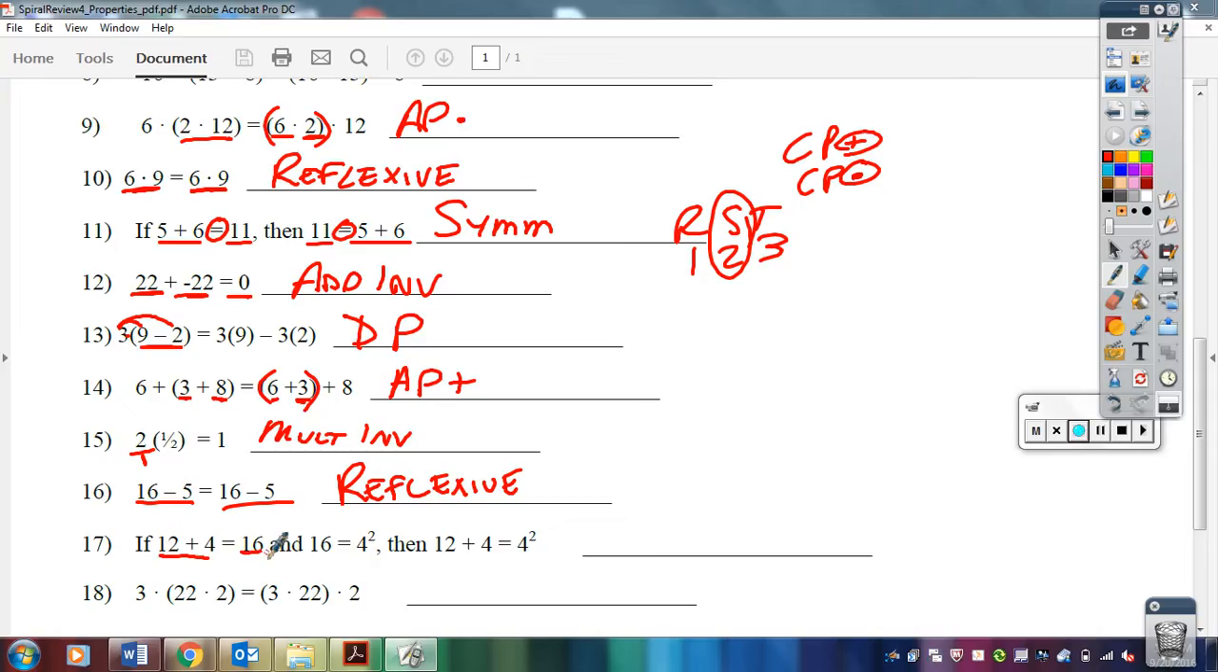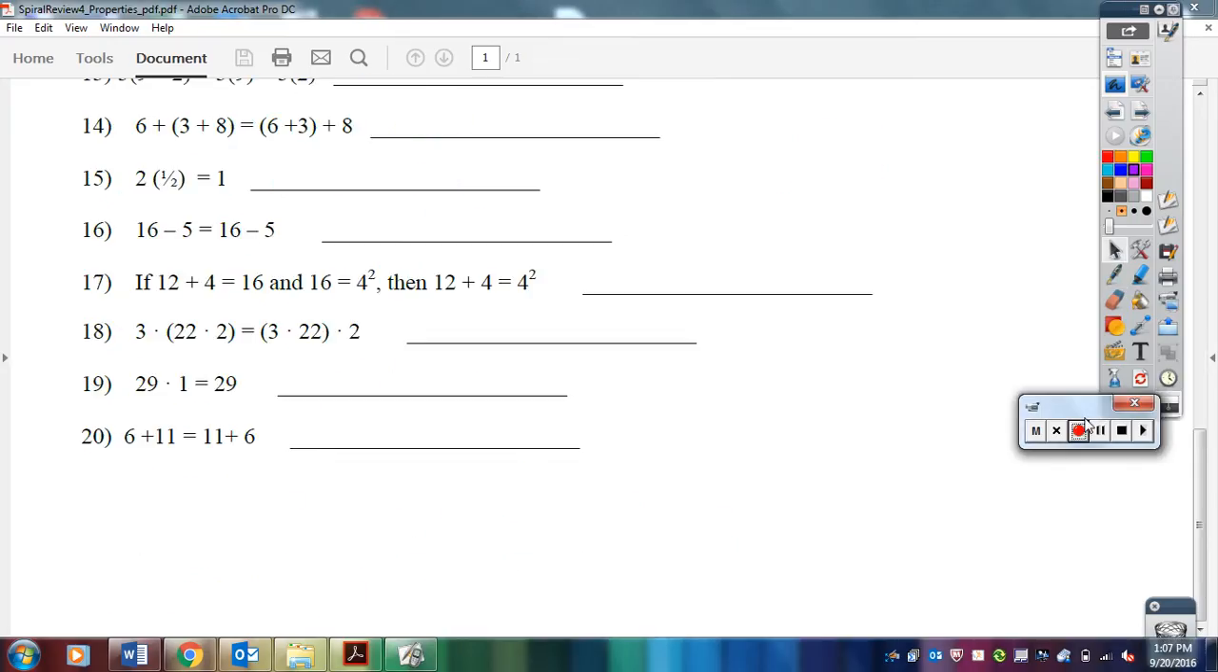12 plus 4 is 16. 16 is 4 squared. Well, then 12 plus 4 must be the thing at the end, 4 squared. That's like a train car. Train car just hooking up. That's the transitive property. Again, 3 equations, transitive property. 3 times 2 times 2, 3 times 2 times 2. The order stayed the same, but again, 2 is left out in the cold. It is the associative property of multiplication this time because it's all multiplication. And the last two, 29 times 1 multiplied by 1 stayed the same, sort of a waste of time. That is the multiplicative identity.